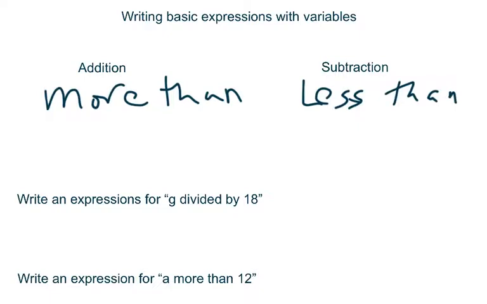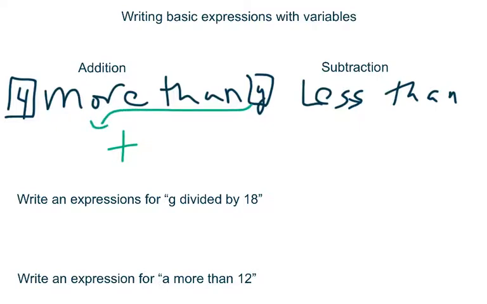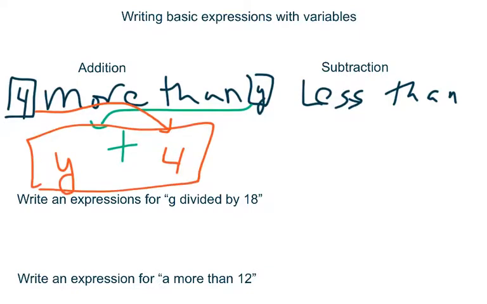So when you see this, like 4 more than y, the trick is you have to actually switch these when you put your plus sign. Now, more than does mean you're going to add, but the y should go first and the 4 should go second. So your expression should look like y plus 4. Now, the nice thing is it's commutative because it's addition. It doesn't matter what order you add stuff in, but this is technically how it should be written, y plus 4.